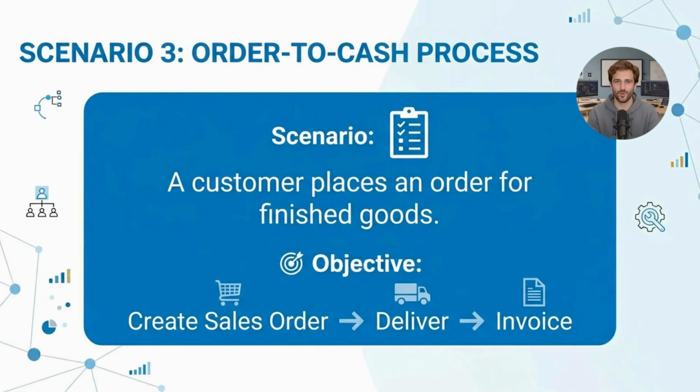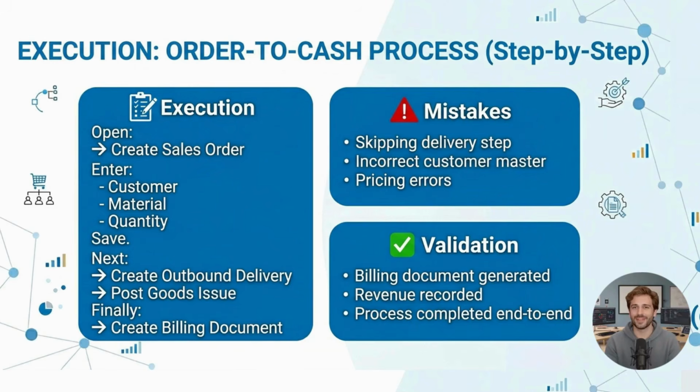Task 3, Order-to-Cash process. A customer places an order for finished goods. You must create a sales order, delivery, and invoice. Open Create Sales Order and enter the customer, material, and quantity, then save the order. Next, create the outbound delivery and post the goods issue. Finally, create the billing document to complete the process.